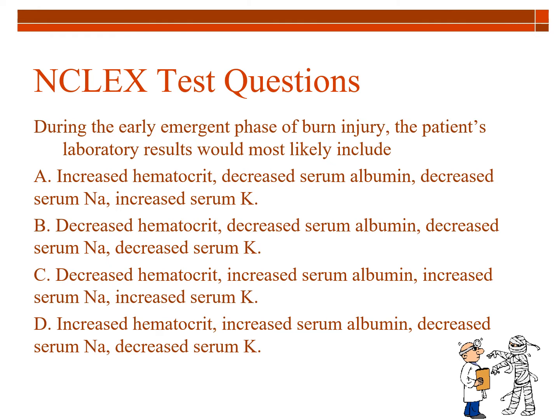With increased capillary permeability, water, sodium, and plasma proteins like albumin leave the plasma and move into the interstitial spaces, decreasing serum sodium and albumin. Serum potassium is elevated because injured cells are hemolyzed and release potassium from the cells. An elevated hematocrit is caused by water loss into the interstitium, creating a hemoconcentration.